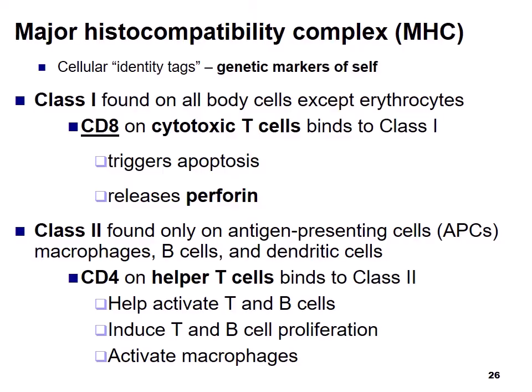Class 2 MHCs are found only on antigen presenting cells, which are sometimes called APCs, also macrophages, B cells, and dendritic cells. And class 2 MHCs are going to bind to CD4 on helper T cells, and that helps activate the T cells and B cells. It induces T and B cell proliferation or cloning, and it helps to activate macrophages. Macrophages are the phagocytic cell.